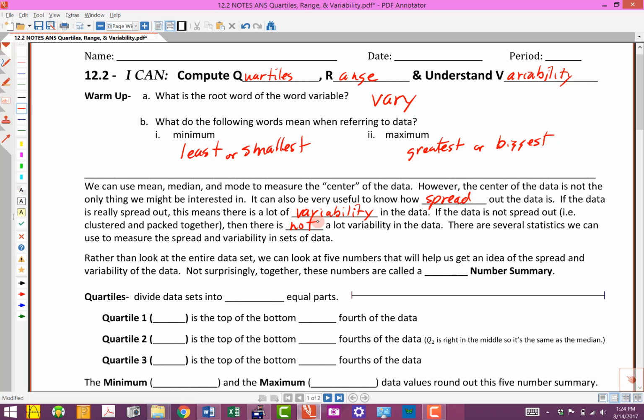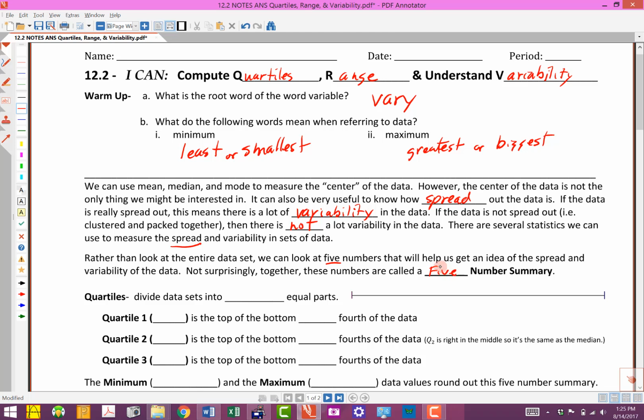And there are a couple different statistics that we can use to measure the spread and variability in the data set. So yesterday we were talking a lot about center. Today we're going to be talking a lot about spread. How much variability there is in the data set. So rather than look at an entire data set, we can actually just look at a couple of numbers, 5 numbers in fact, that will help us get an idea of how spread out the data is and how much variability there is. Not surprisingly, if we're going to use 5 numbers, we call these the 5 number summary. And this is a pretty standard thing.